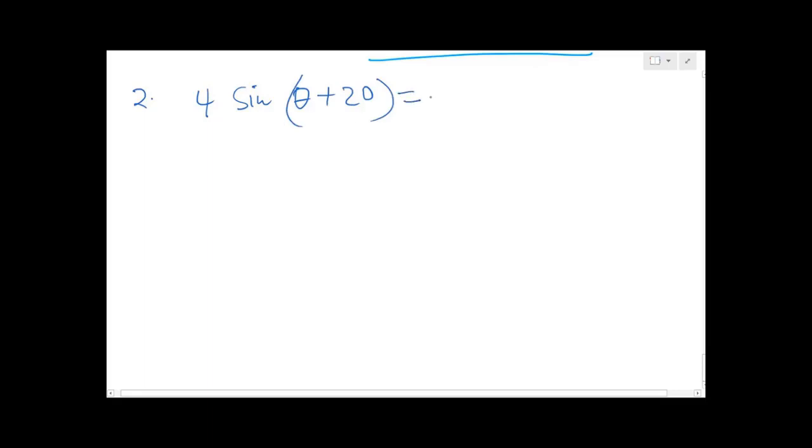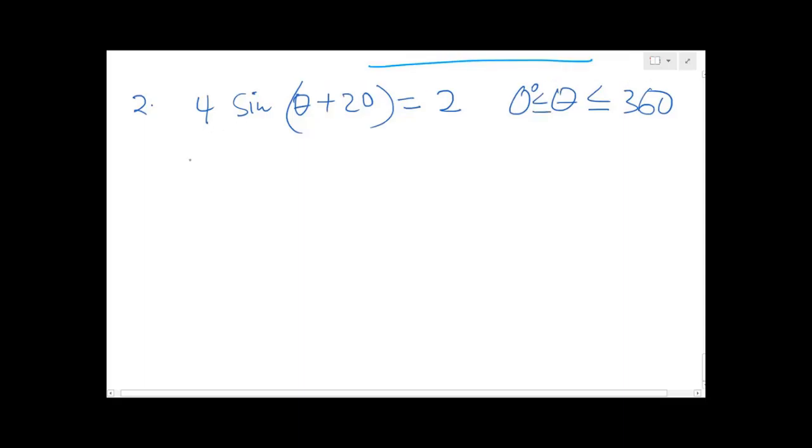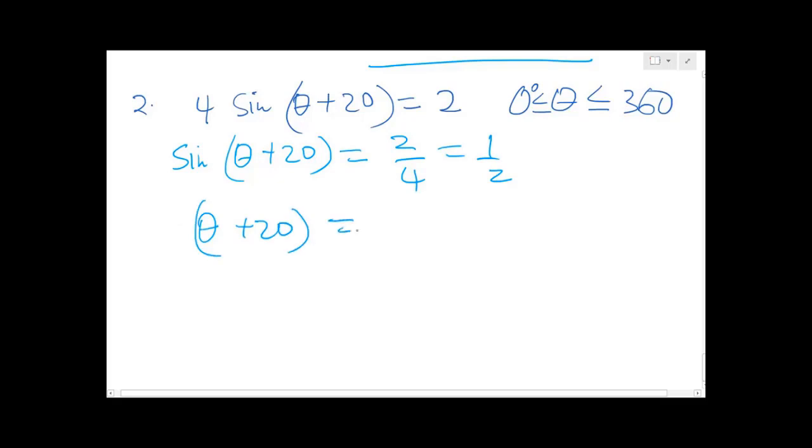For question 2 under this category, where we have 4 sine theta plus 20 is equals to 2 for theta lying between 0 and 360. Let's divide both sides by 4, and we have sine of theta plus 20 is equals to again 2 over 4, which is equals to a half, which implies to us that theta plus 20 is equals to sine inverse of half, and this is equals to 30 degrees.